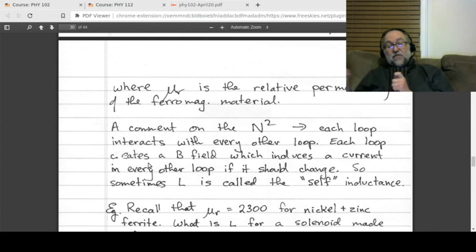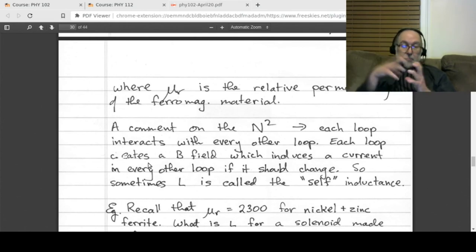But at the same time, the B fields created by those loops are going to induce a current in the other loops if the B field changes, okay? So every loop is interacting with every other loop. One loop will create a B field, which another loop will feel if that B field changes, okay? And that's why it comes in as an N squared, okay? So, you know, if you have 10 loops and each loop is interacting with 10 loops, that's 10 times 10 loops, and there you go, there's your N squared.